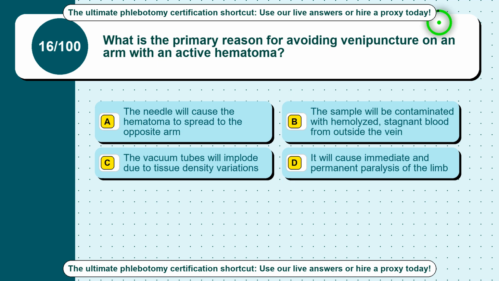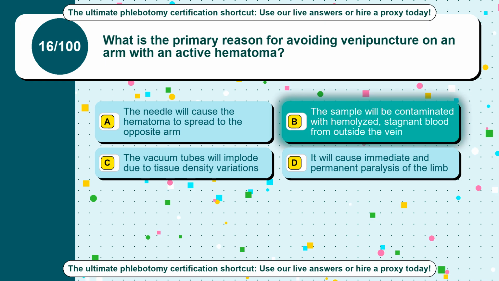Question 16. What is the primary reason for avoiding venipuncture on an arm with an active hematoma? Option A. The needle will cause the hematoma to spread to the opposite arm. Option B. The sample will be contaminated with hemolyzed, stagnant blood from outside the vein. Option C. The vacuum tubes will implode due to tissue density variations. Option D. It will cause immediate and permanent paralysis of the limb. The correct answer is option B.